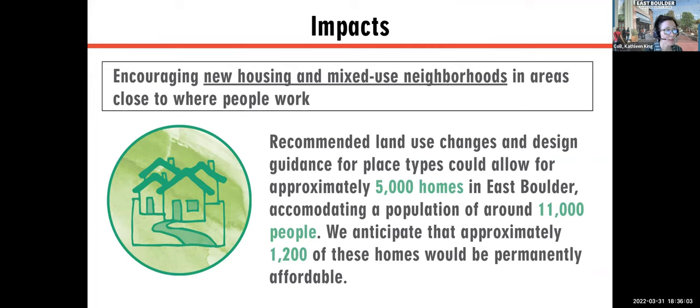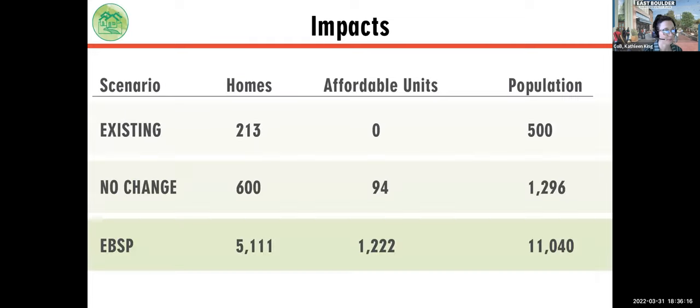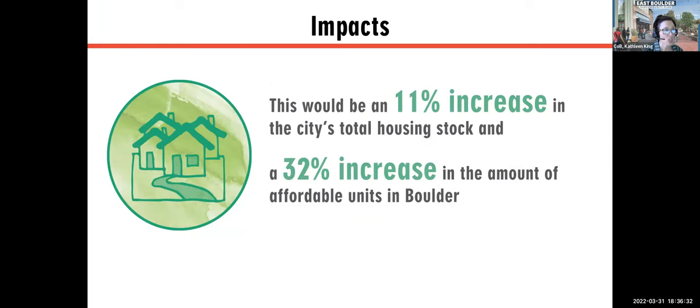Recommended land use changes and design guidance for place types could allow for approximately 5,000 homes in East Boulder. We would conservatively anticipate that about a quarter of these homes would be permanently affordable. Taking a look at how that compares to what we might expect without these changes, it's a significant improvement in the number of housing units that the area could offer and the population that could be accommodated here. This change increases the total number of housing units in the city by 11% and the total number of affordable units by 32%.